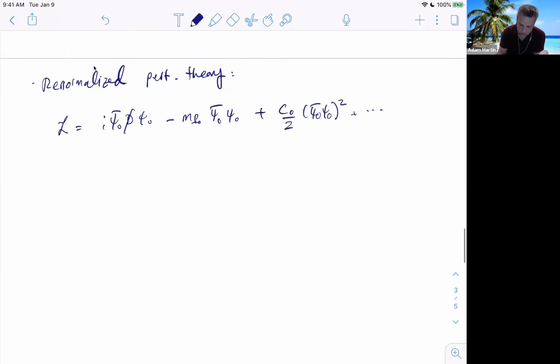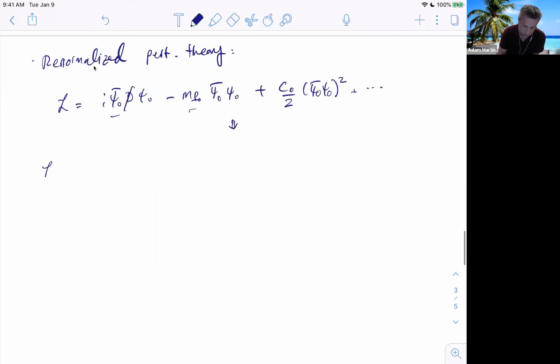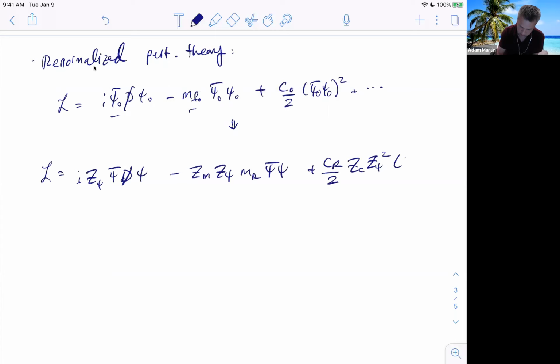And I could certainly do calculations in terms of these bare parameters here, but that's a pain because those guys aren't measurable. Fine. So if I want to rewrite this in terms of renormalized, measurable things, this is when our little Z factors come in. So these guys are the renormalized fields. This is the renormalized mass, the pole mass or thing that you could go and measure. This is the renormalized coupling.